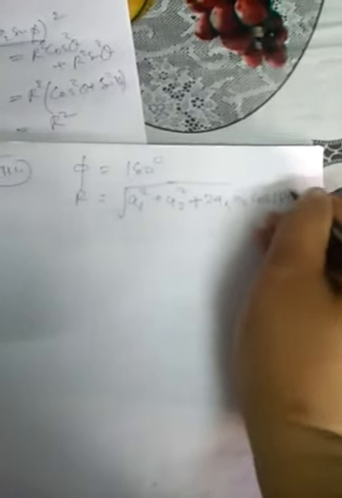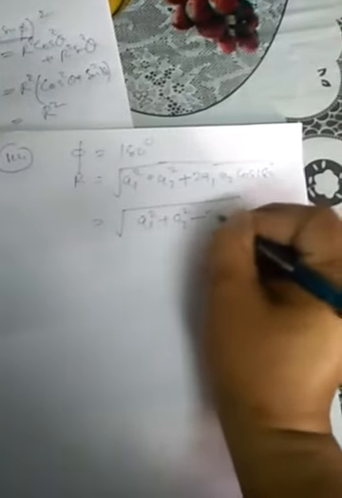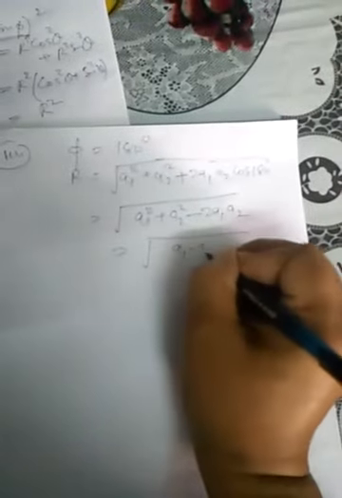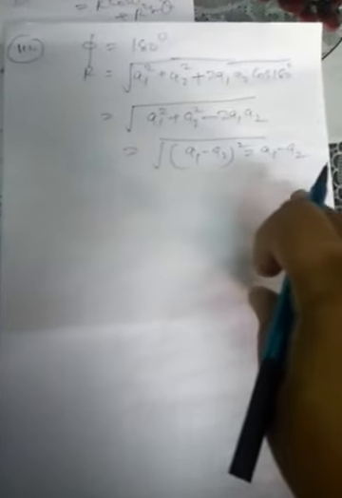Cos 180 is minus 1, so it will be equal to under root of a1 square plus a2 square minus 2a1a2. That means it is equal to under root of (a1 minus a2) whole square, which is equal to a1 minus a2. So when two waves of opposite phase superimpose upon each other, the resultant amplitude will be subtracted from each other. So the minus sign will be there.